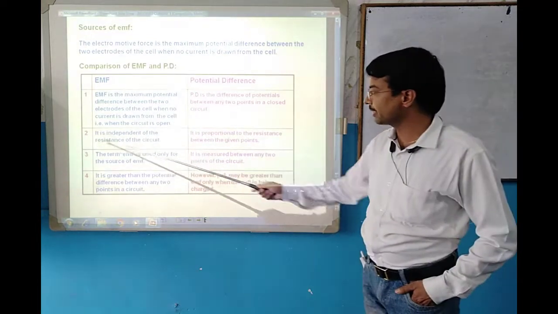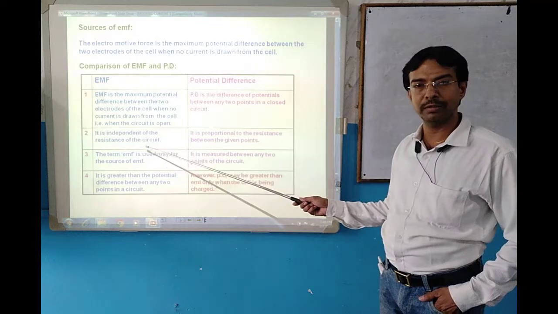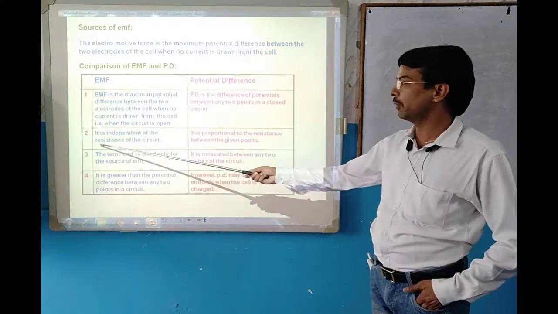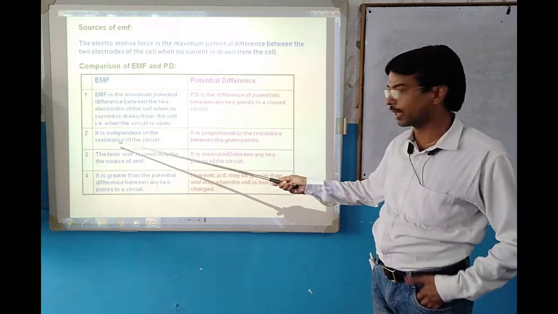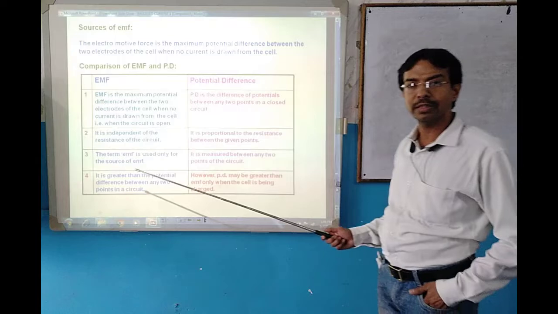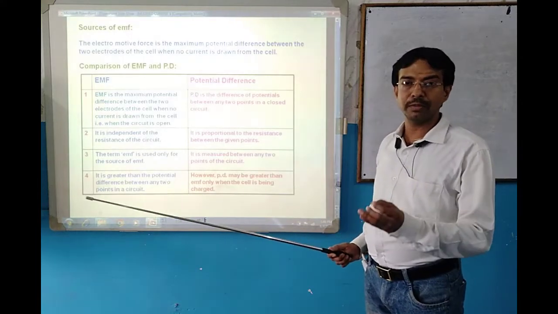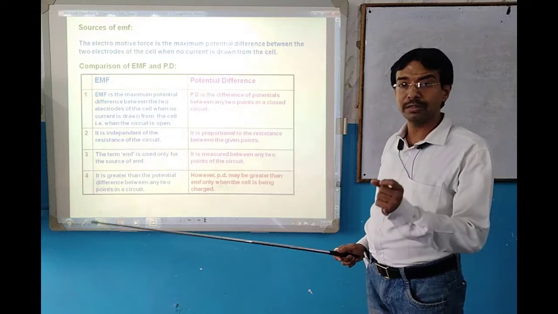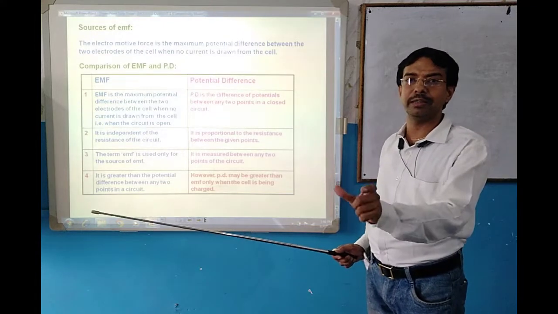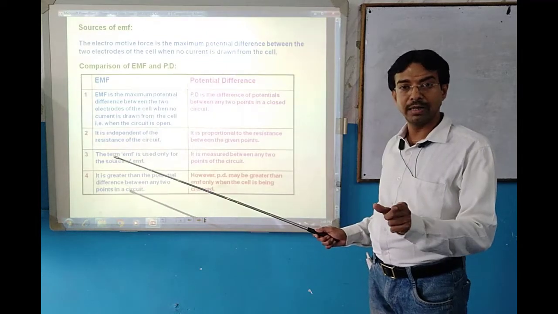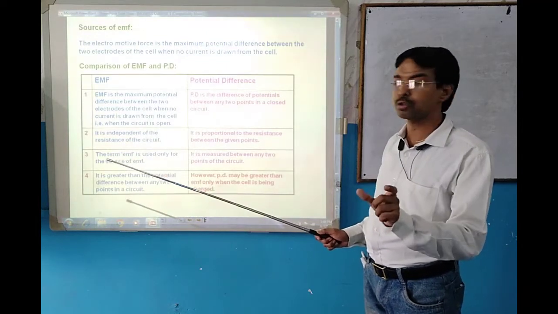And second point, it is independent of the resistance of the circuit. You know very well, if no current is drawn, no current is flowing in the circuit, then there will be no effect of the resistance on that particular circuit. And here it is proportional to the resistance between the given points. Potential is a potential drop, potential difference is always between any 2 points in the circuit. But EMF is only for the cell and between the two electrodes of the cell.